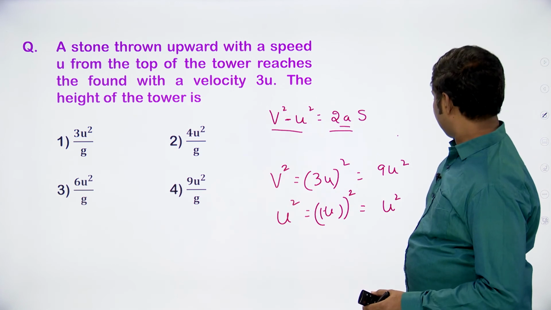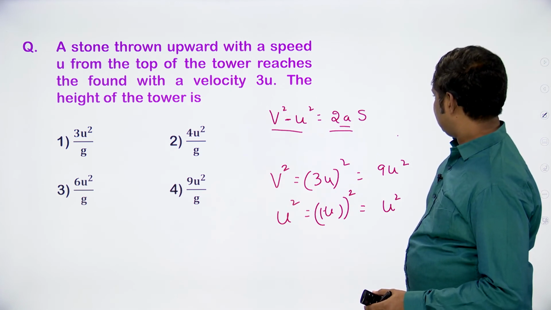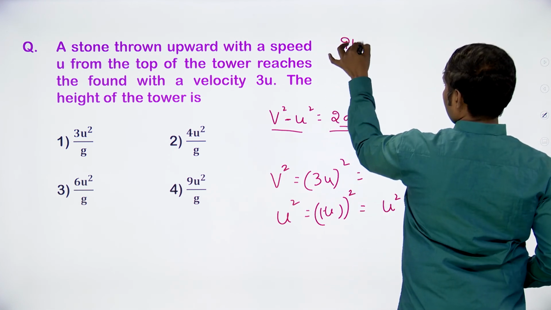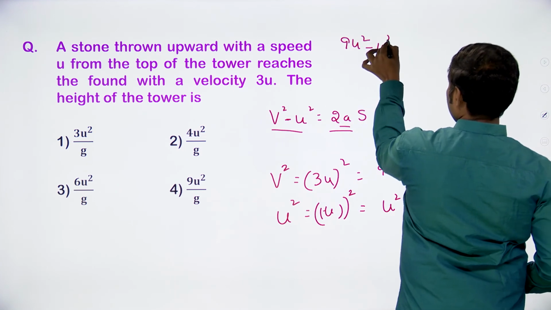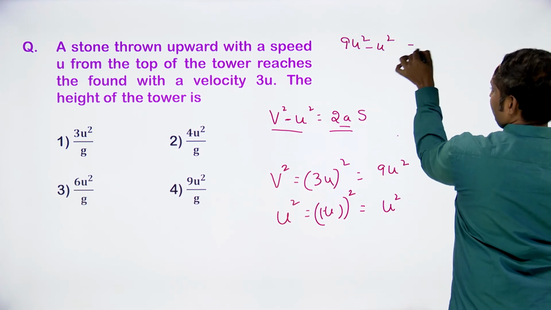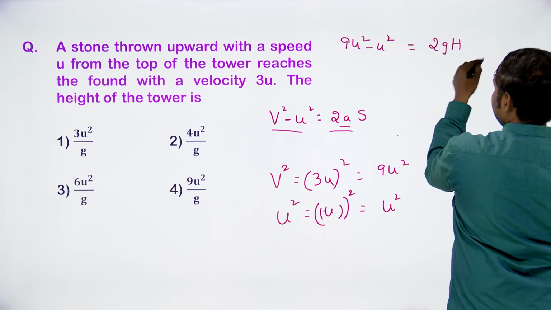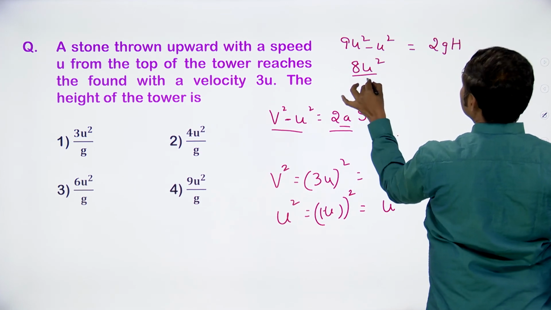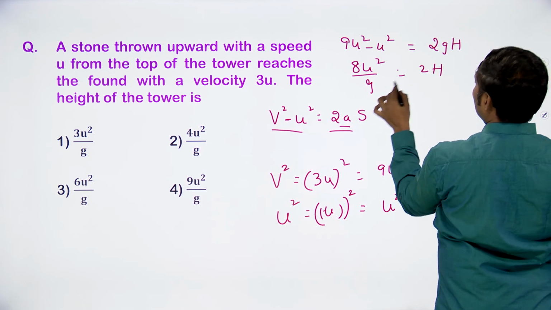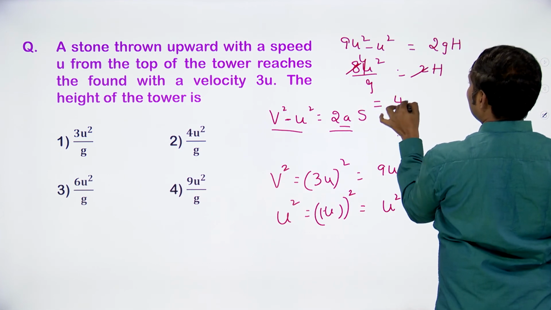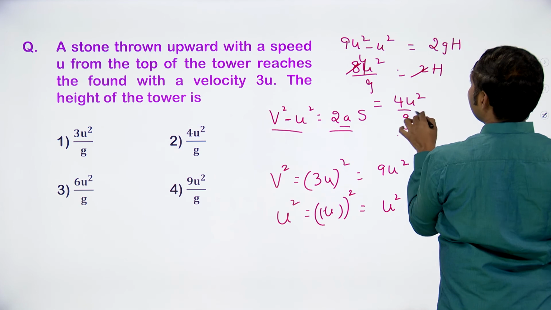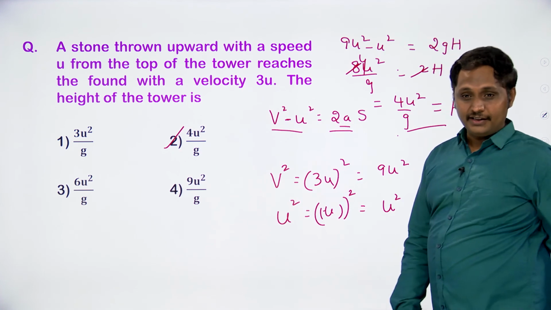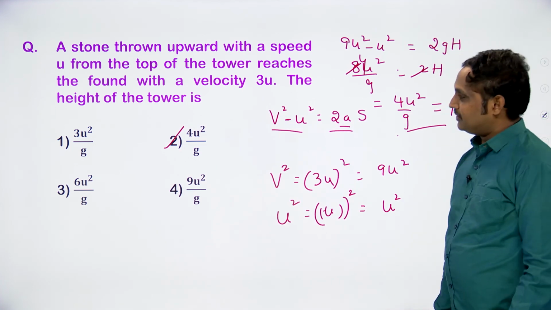We would like to go for this one, that is 9 u square minus u square is equal to 2 g h. It is 8 u square by g is equal to 2 h. So you will get 4 u square by g, that is equal to h. Yes, this is very clear, right.